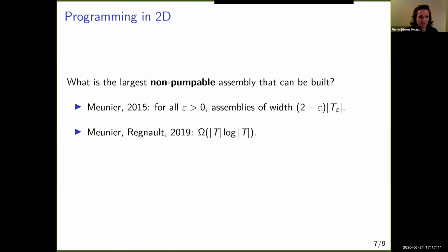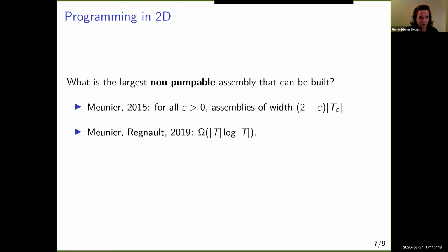So in 2015, I showed that you can actually reuse tile types efficiently, contrary to what was believed before, including by myself. And I showed that for all epsilon, you can find a tile set that builds assemblies of width 2 minus epsilon times the number of tile types in the tile set. So that's not super huge, but it's still better than the naive thing. And we improved this bound last year with Damien Regnault to T log T. So the question becomes, can we do better than that?